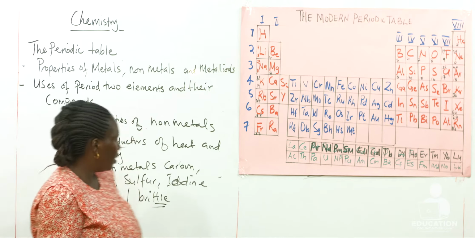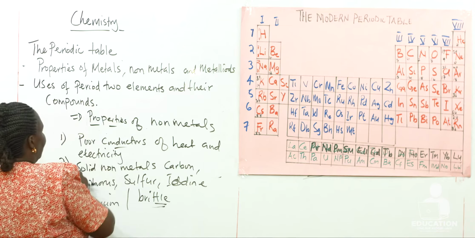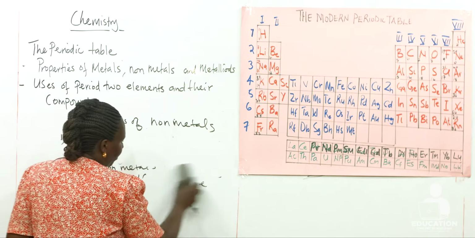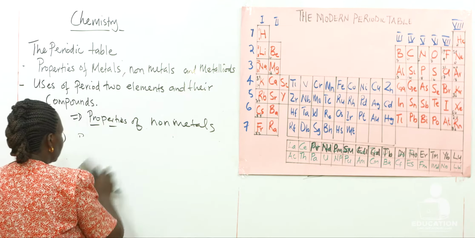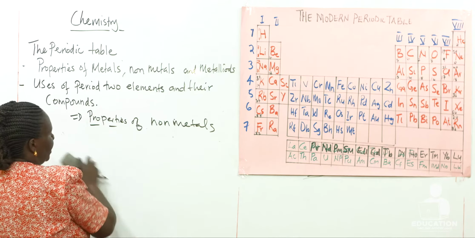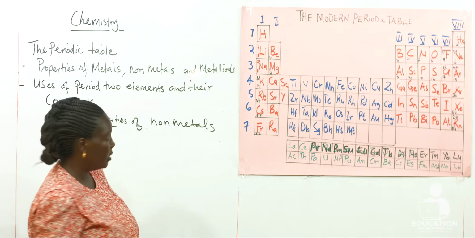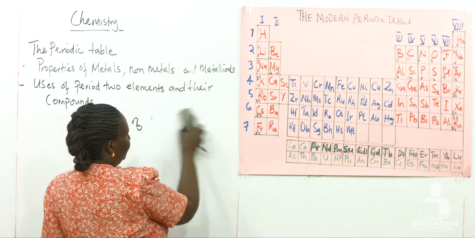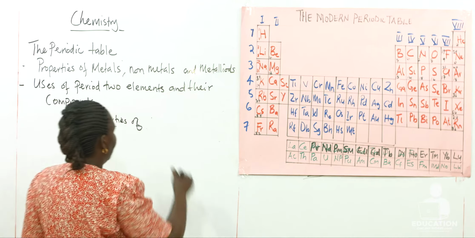Then number 3, we have the metalloids. They show dual characters. They behave as metals and non-metals as well.